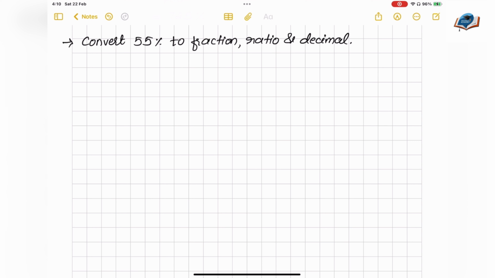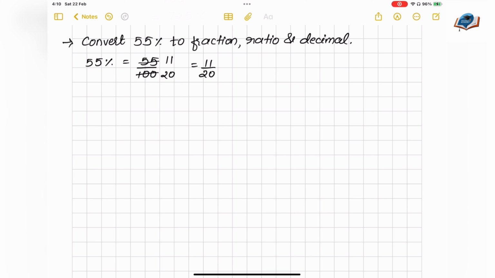Now next, let us convert 55 percentage to fraction, ratio and decimal. So 55 percentage I can write as 55 upon 100. So this is my fraction. Now let me bring it to the lowest form. So 5 elevens are 55, 5 twenties are 100. So 11 upon 20 is my fraction form.